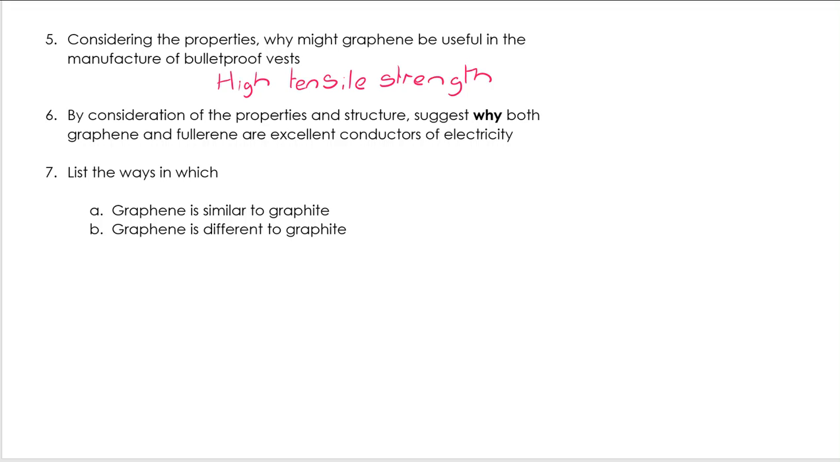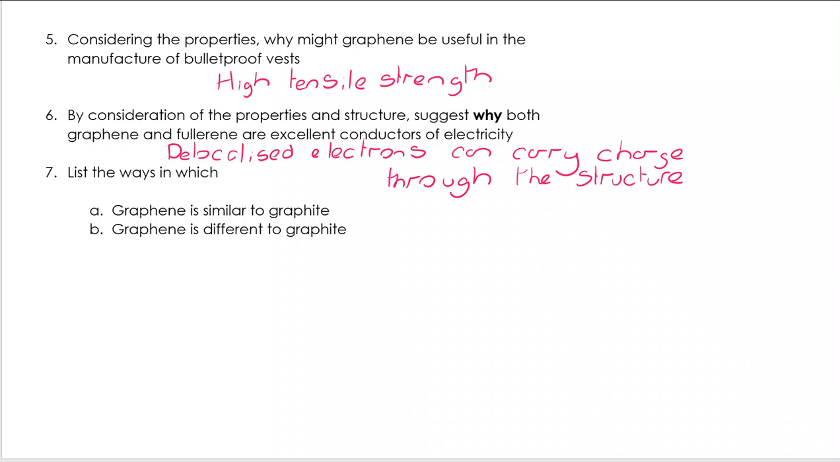Couple more questions. Considering the properties, why might graphene be useful in the manufacture of bulletproof vests? Well, we spoke about the high tensile strength. By consideration of the properties and structure, suggest why both graphene and fullerene are excellent conductors of electricity. Well, this is because of the delocalized electrons that can carry charge through the structure. And we're going to see that in later videos when we look at metals, and we've already seen it when we looked at covalent bonding and giant covalent structures earlier in this series of videos.